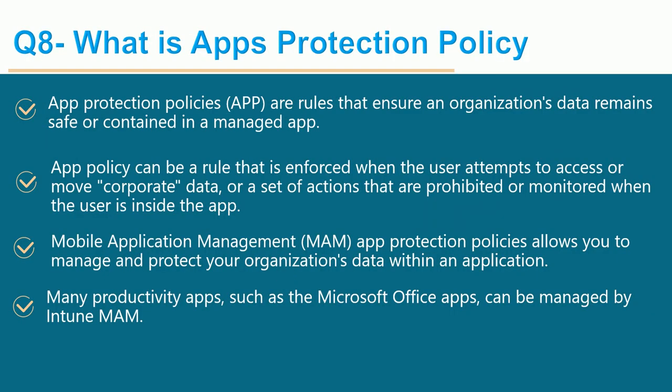Now what is an app protection policy? Basically, app protection policy, called APP, is a rule that ensures your organization data remains safe and contained in the managed app. This app protection policy applies only to Intune deployed applications. So what does that mean? Whichever application is deployed through your Intune console, you can protect that application with your app protection policy. That policy makes sure your data will not leak.